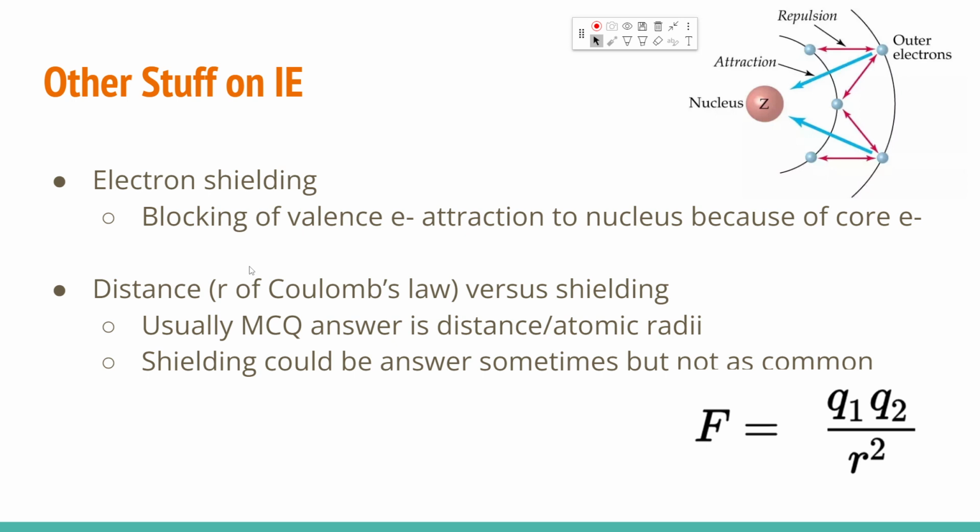And so one of the things that is very common to see on College Board is the distance from Coulomb's law, so this part over here, versus electron shielding. Most of the time for MCQs, especially with periodic trends, it tends to be about the distance, the atomic radius, but shielding could also be the answer. You want to think about what is going to potentially affect things more. Is it going to be the repulsion here or the attraction here? A lot of it is relative, honestly, so it's hard to super distinguish, but in general, we're usually using Coulomb's law for the answer.